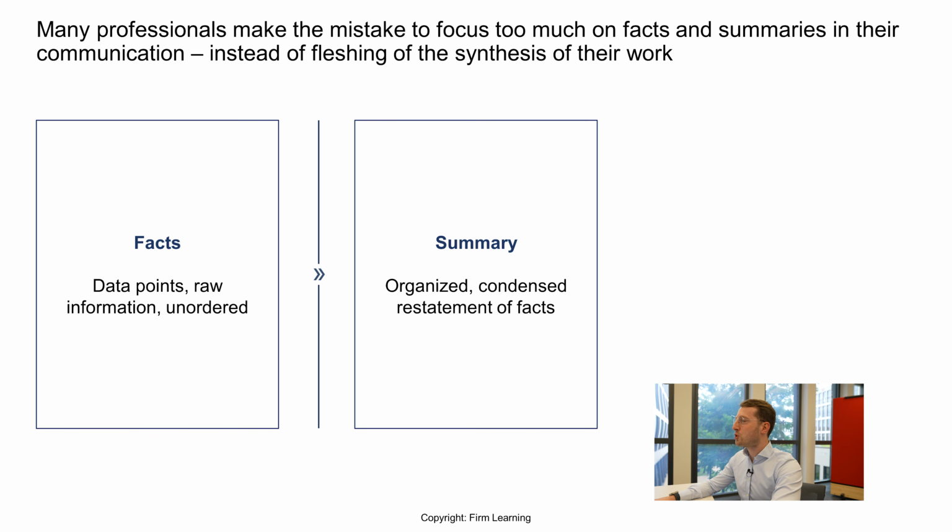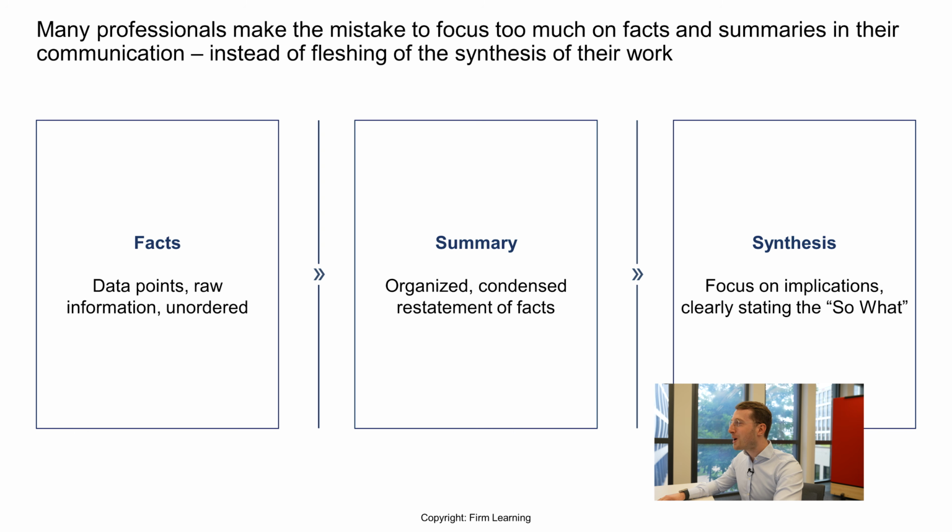And one insight I want to share with you here is that often people distinguish three different levels of insights. Three levels of insights that you can achieve with your analyses. It starts with facts. So facts are raw data points, unordered information, right? So you have a big Excel spreadsheet with lots of numbers. These are the facts. And then most of us are able to consolidate the facts into some type of summary, right? Being an organized, condensed restatement of the facts.